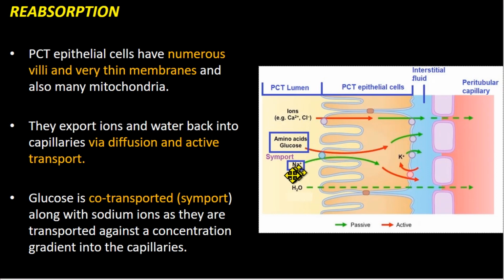So when sodium ions and potassium ions are actively transported, glucose is co-transported with it. Think of sodium opening the gate, and amino acids and glucose can also go through that same gate. So glucose is co-transported in a symport manner along with sodium ions as they are transported against a concentration gradient into the capillaries. To sum it up nicely here, sodium and potassium open the doors, amino acids and glucose can then rush through and end up back in the bloodstream, selectively reabsorbed.